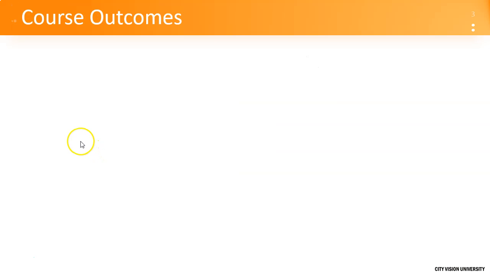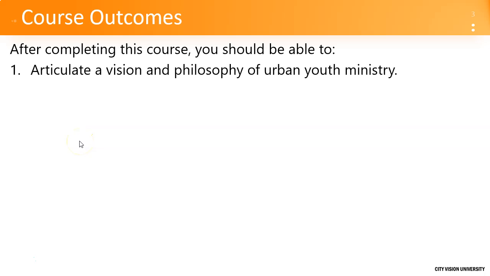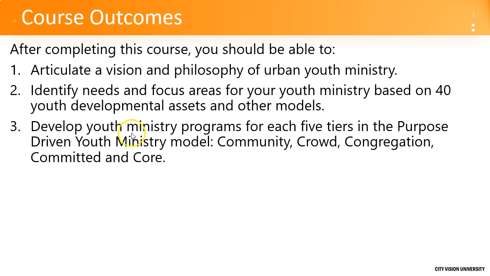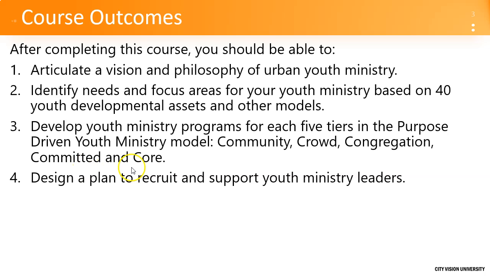So the course outcomes. After completing this course, you should be able to articulate a vision and philosophy of urban youth ministry. You're going to identify needs and focus areas for your youth ministry. We use something called the 40 youth development assets, but we also provide other models. And then you're going to develop youth ministry programs for each of 5 tiers in the purpose-driven youth ministry model: community, crowd, congregation, committed, and core.